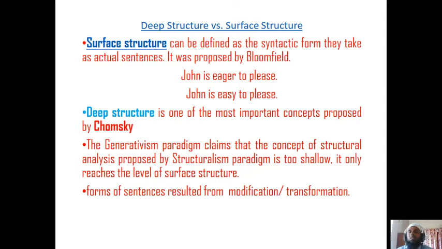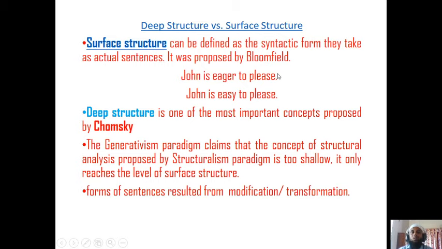That is why it is important to understand DP structure and surface structure and the differences between them. So what is surface structure? It can be defined as the syntactic form they take as actual sentences. So what is visible, what you can see as the elements of a sentence. It was proposed by Bloomfield, and these are the examples that we have already discussed: John is eager to please and John is easy to please.